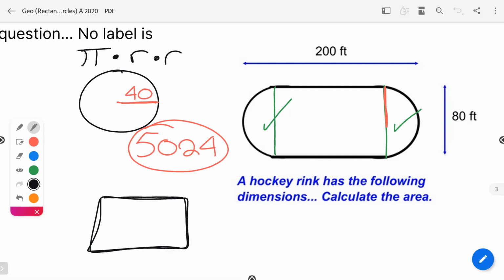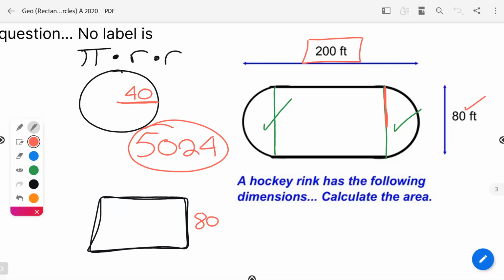Now you want to hear something funny? The hardest part about this is identifying one of the measurements. One measurement I know right off the bat for the rectangle is going to be 80. That's easy to see over here. But the length of this one, a lot of students have trouble with. What you've got to do is work with this. You know this right here is 200 from one end to the other.